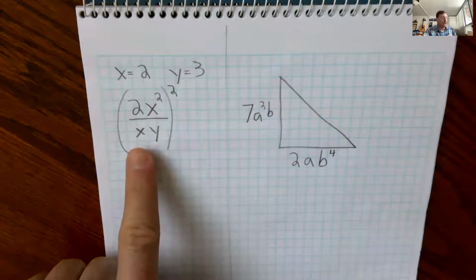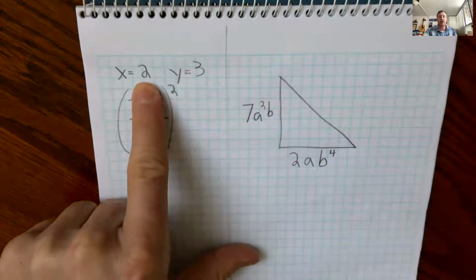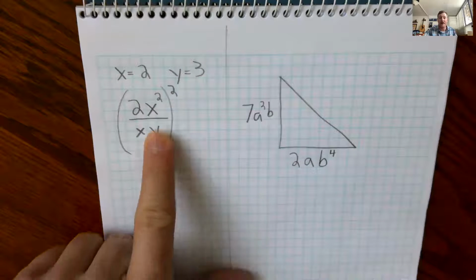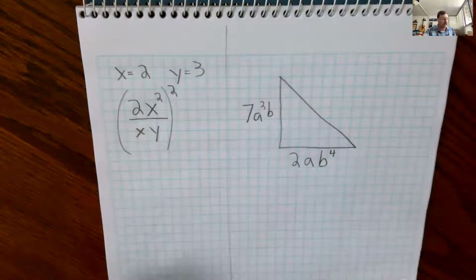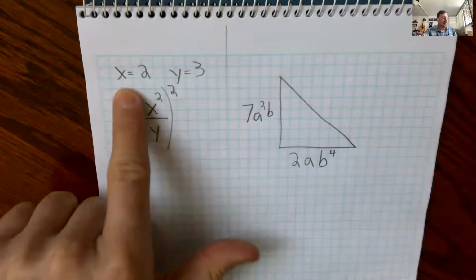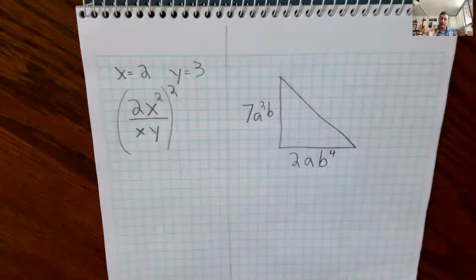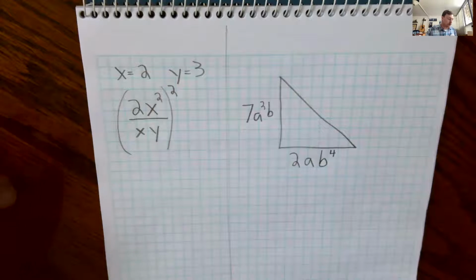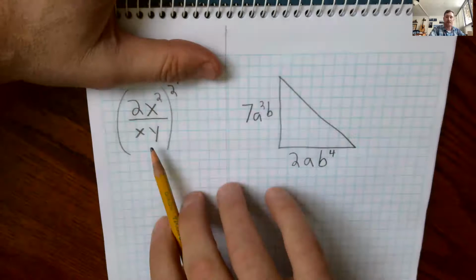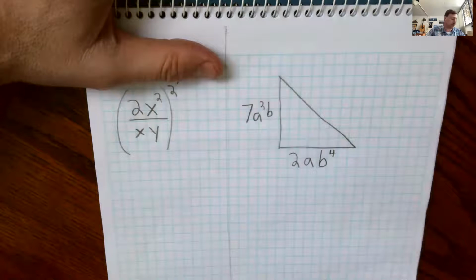Now, as a side note, if you wanted to, you could go ahead and plug these numbers into this expression right away and then evaluate using the exponent rules. I would recommend that you simplify this down first and then plug the numbers in. But either way works, and that's what's great about math, there's different ways to do the same problem. So let's forget the values for a moment and just simplify this expression using our exponent rules.